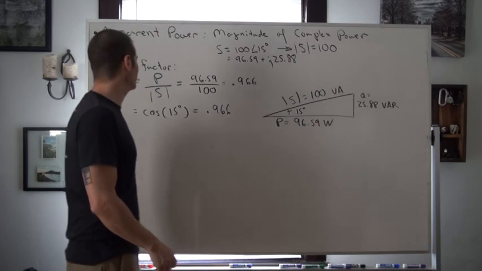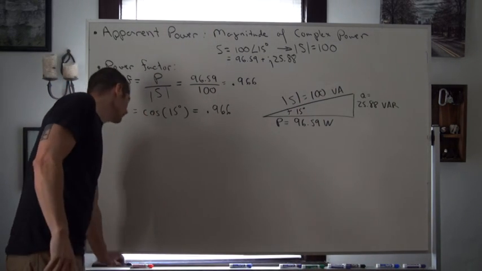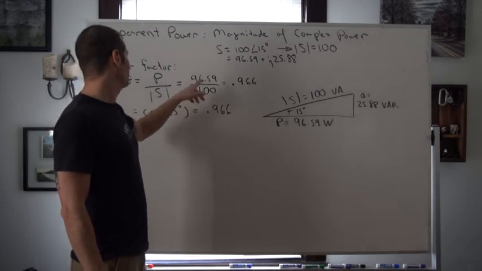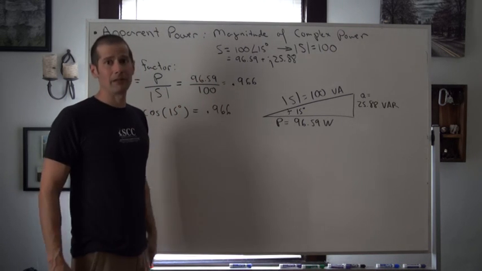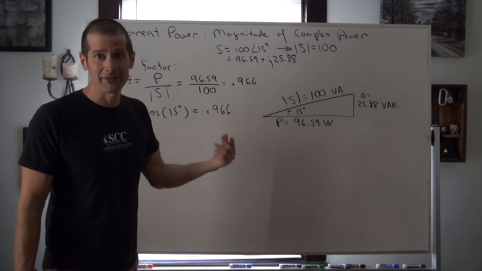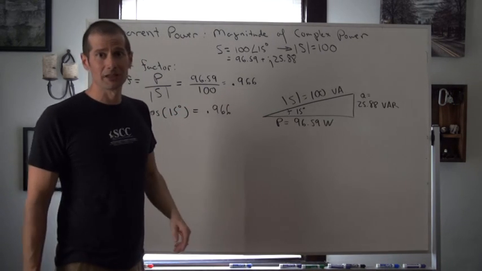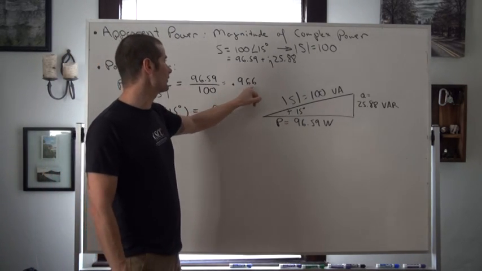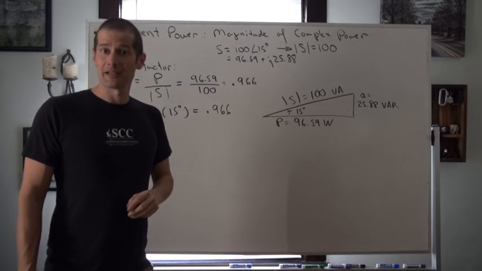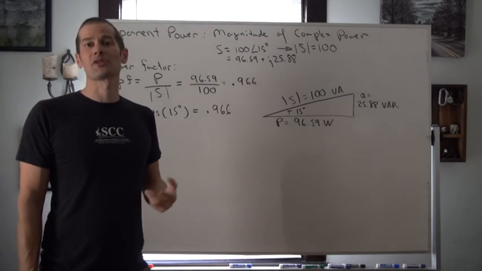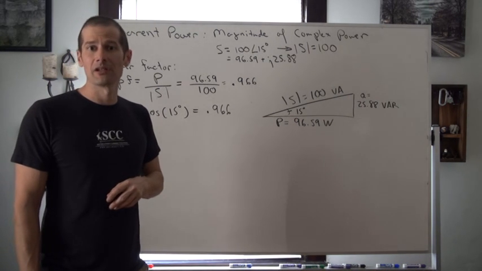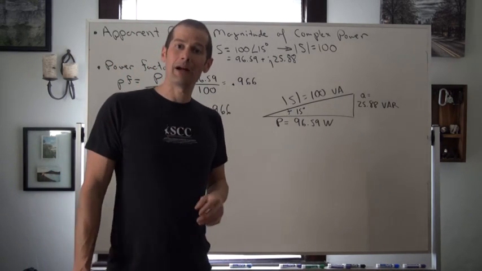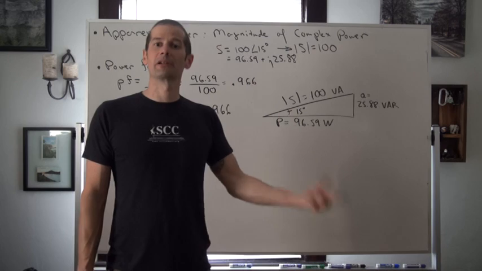So in this case, if we look at the real power over the apparent power, the ratio of the two says 96.59 watts divided by 100 volt amperes gives us a decimal value of 0.966. That essentially says that we have roughly 96.6% efficiency within our system, where 96% of the power being supplied is real power that's actually being absorbed.